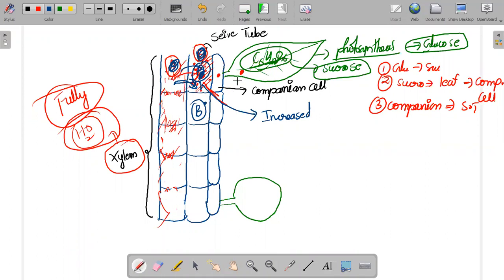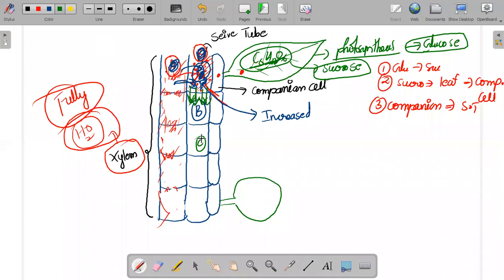Very good, very simple. As this A cell just received water from the xylem, the A cell will have the higher water concentration. The B cell will have the lower water concentration. As per the basics we discussed, water will always move from higher concentration to lower concentration. So water will move from this cell to this cell.